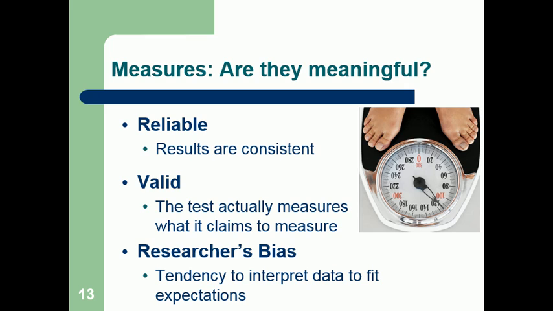For measures being meaningful, we need to also consider researchers' bias, that we are really invested in our research. We've put a lot of time and effort into it, and we have some strong opinions on how it's going to turn out. And so it's our responsibility to be sure that we aren't trying to interpret the data to fit our expectations, just because of this extreme amount of time and energy we've put into it.